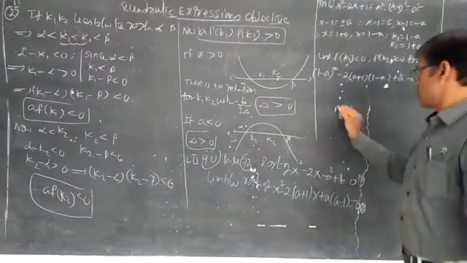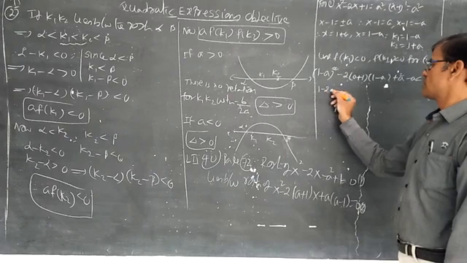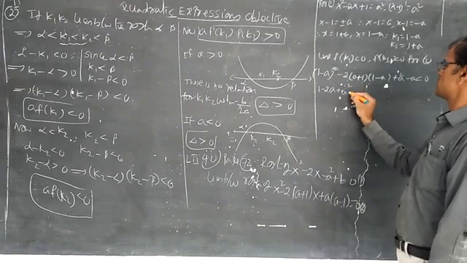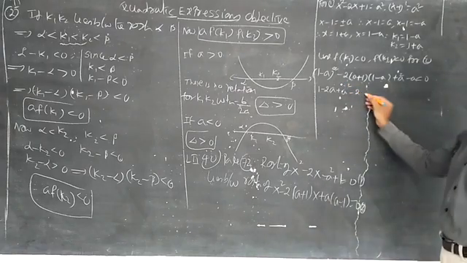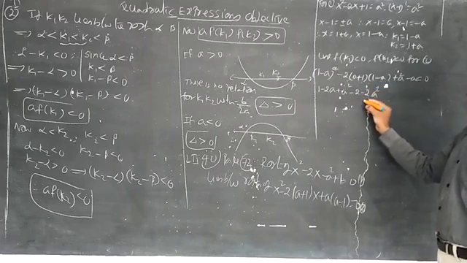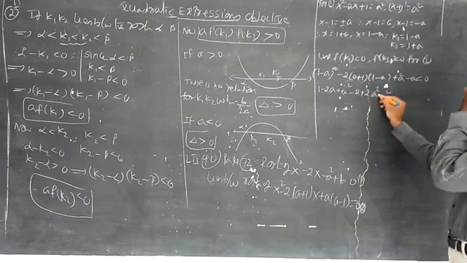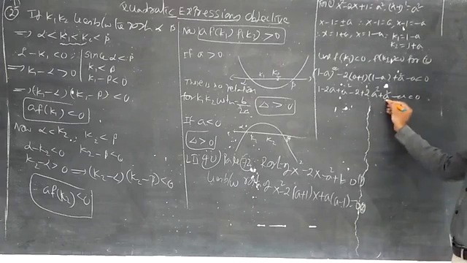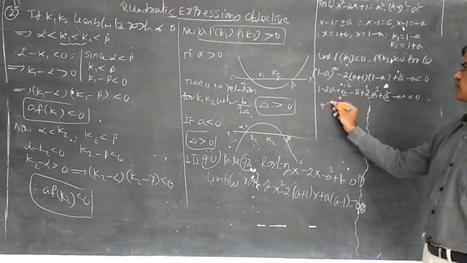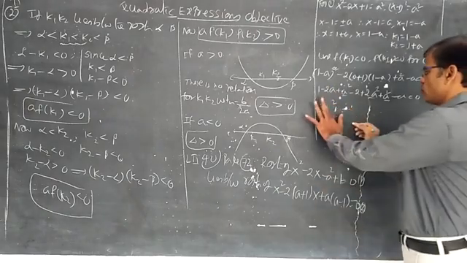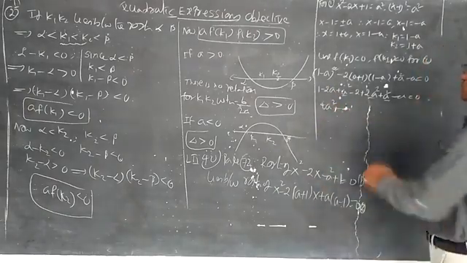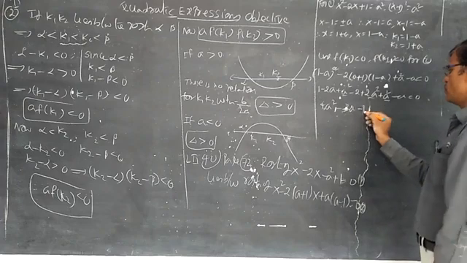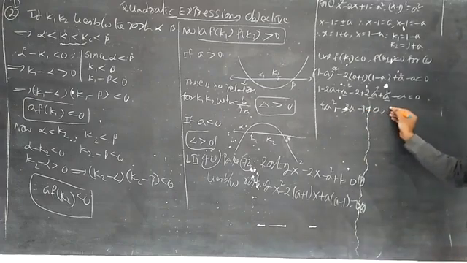Expand this. 1 minus a whole square is 1 minus 2a plus a square, minus 2 into (1 minus a square), so this is plus 2a square, minus 2, plus a square, minus a less than 0. Here combining the a square terms, you can write 4a square minus 3a minus 1 less than 0.